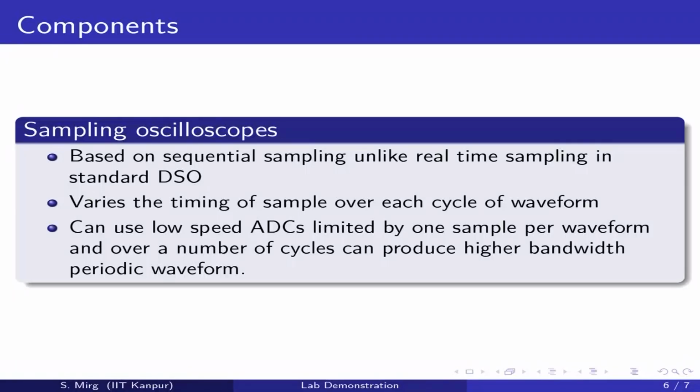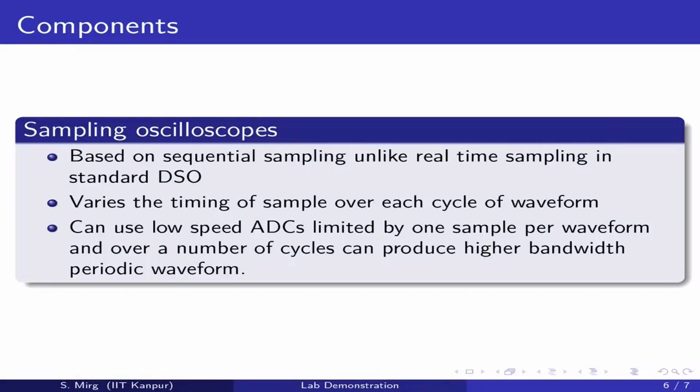In a conventional digital storage oscilloscope, we have an ADC, and it will sample each cycle, limited by its speed, and it would have consecutive samples periodically. However, in sequential sampling, we vary the timing of the sample over each cycle of the waveform, and over a number of cycles we can reproduce the waveform in the sampling oscilloscope. This allows us to use low speed ADCs, which are limited to sampling the waveform data at 1 sample per cycle.